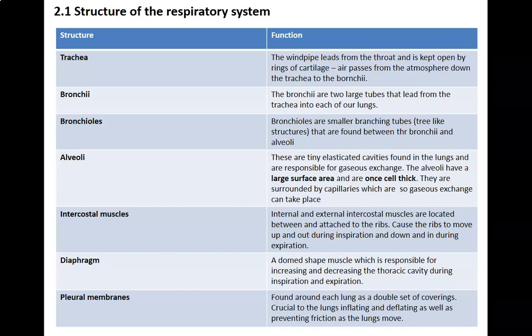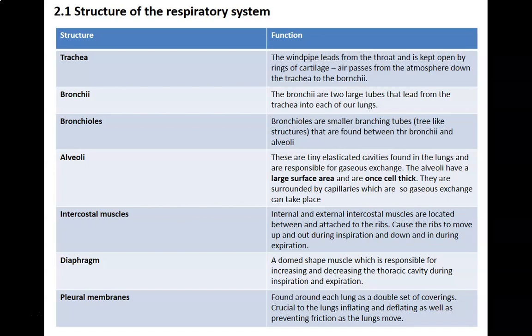So you need to be aware of the intercostal muscles. We've got two sets, internal and external intercostal muscles, and these are located between the ribs, as I said earlier. These cause the ribs to move up and out during inspiration, and then down and in during expiration. We also have the diaphragm, which is another muscle. This is that dome-shaped muscle that I showed you, and it is responsible for increasing and decreasing the thoracic cavity during inspiration and expiration. The thoracic cavity is just that whole area that you've just seen a picture of, basically. So don't get too caught up over that.